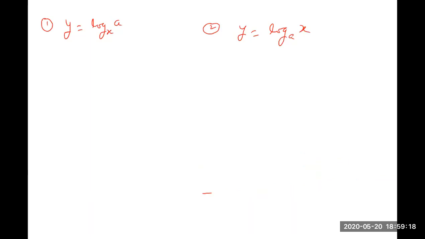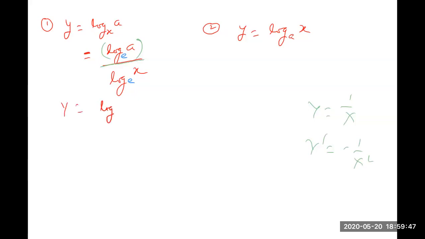First of all, what you have to do is change the base. This is log a upon log x. What is the base? E. So e is the base. You can see easily this numerator is constant. This is in the form of y is equal to 1 upon x, whose derivative y dash is minus 1 upon x square. Or you can write this as y is equal to log e a into log e x raised to power minus 1.